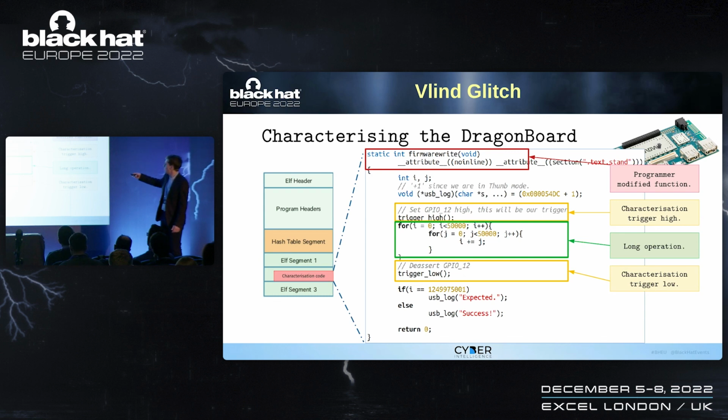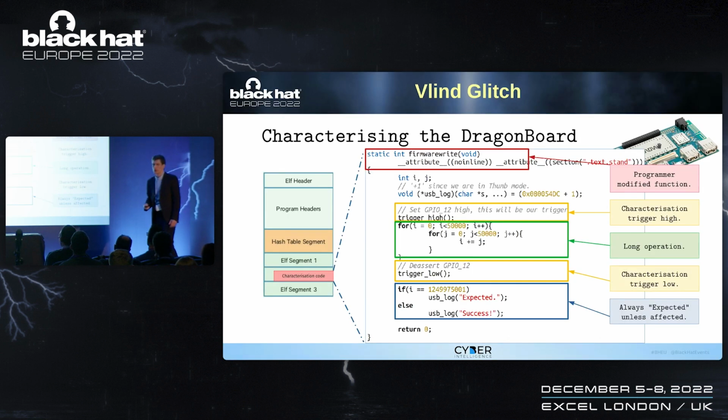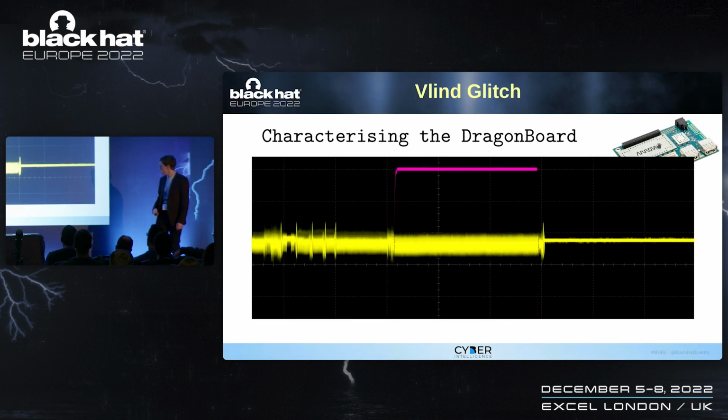That big area is surrounded by a trigger high and trigger low, so we can see where that's happening. Then we return two strings via USB. If the value is expected, we return unexpected. But if something happened, if the value that we are expecting is not there or is different, that would mean that somehow we affected the device, so we are going to return a success. This would be the power trace of the whole operation.